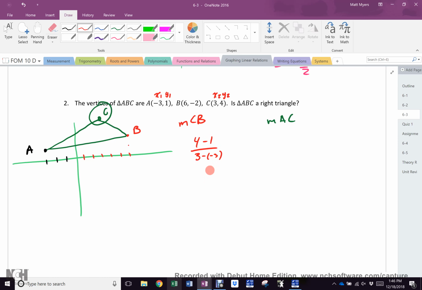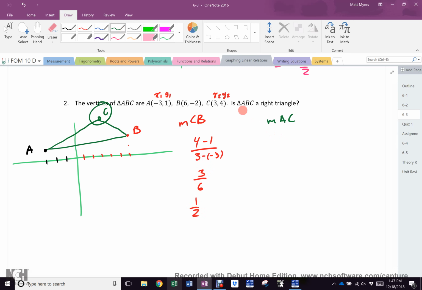Are those opposite reciprocals? Yes. So is that 90 degrees? Yes, because they're perpendicular. So that makes this 90. So is this a right angle triangle? Yes. Wait, what made it right angle? The slopes were perpendicular. Oh, okay. Perpendicular means they meet at 90 degrees.